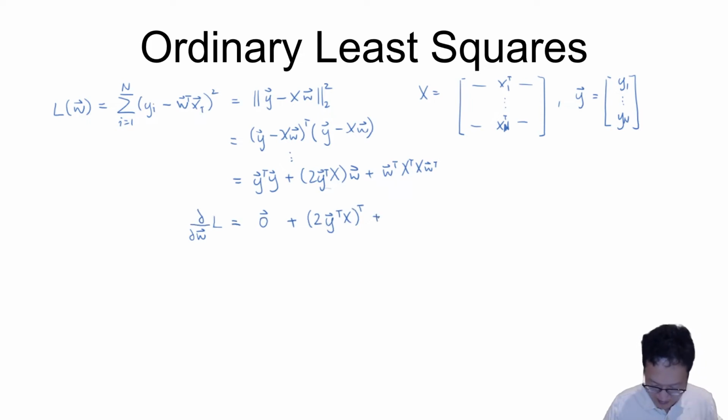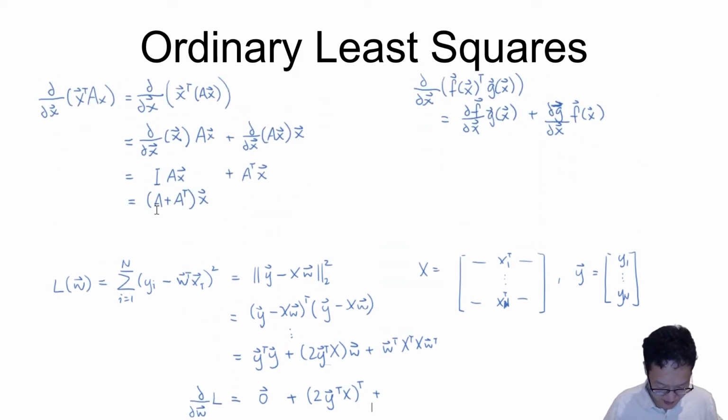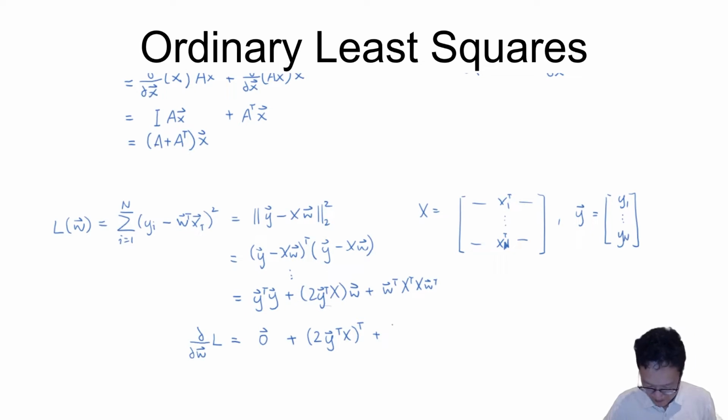Okay. And then lastly, we have a quadratic form. Just to go up here, the gradient of a quadratic form is the matrix plus its transpose times the vector. So the matrix is X transpose X, plus its transpose. If you take the transpose of X transpose X, you go backwards and transpose each of the terms. So you have X transpose, and then X transpose transpose gives us back X. And then multiply by w.